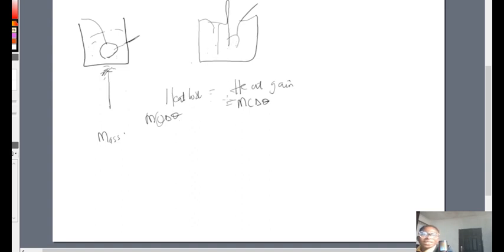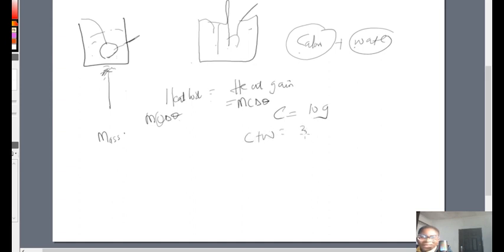For this one too, there are two things here: the calorimeter and the water. How can I know the mass of the water? By measuring the calorimeter when it is empty first. Then you pour water inside, and you measure the calorimeter plus water. So if I say the calorimeter is 10 gram, then calorimeter plus water became 30 gram. What is the water? Water definitely is 30 minus 10. So the mass of water is just 20 gram.